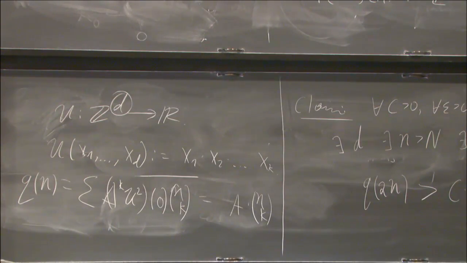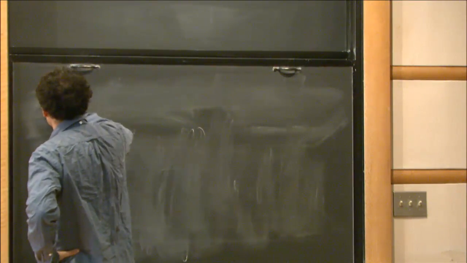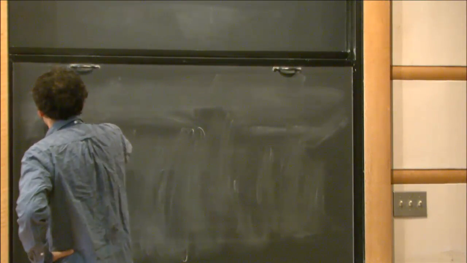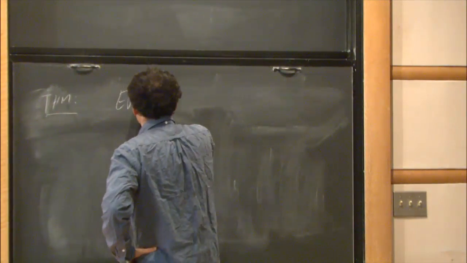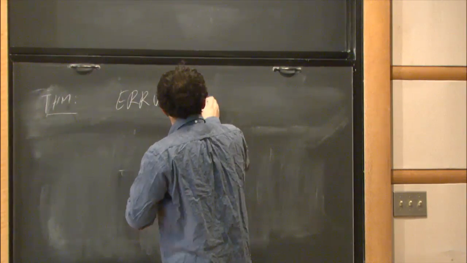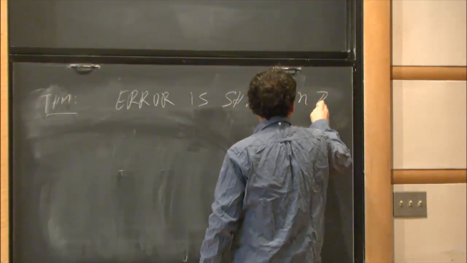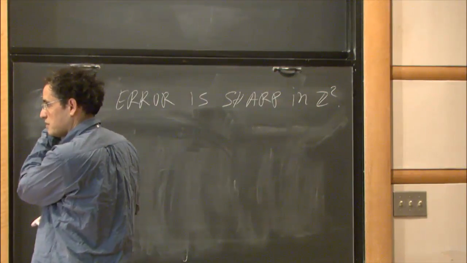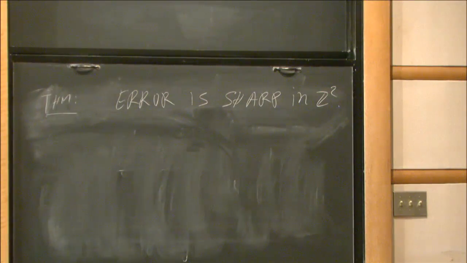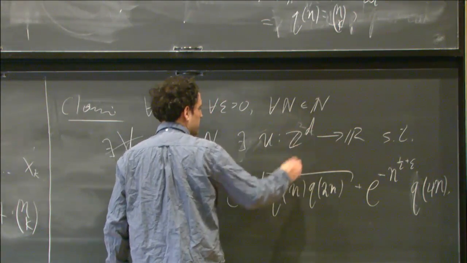And in fact, we discovered that it is also sharp in Z². So at least in Z², we know that the error is sharp. And in fact, the same statement is true. I will not copy it, I can just remove the dimension and replace it by 2.